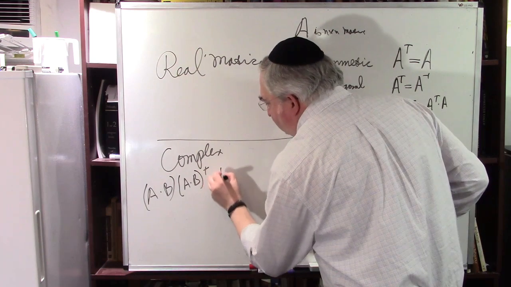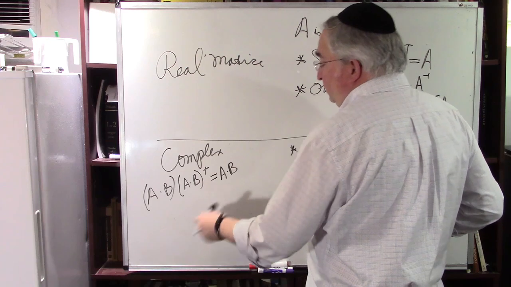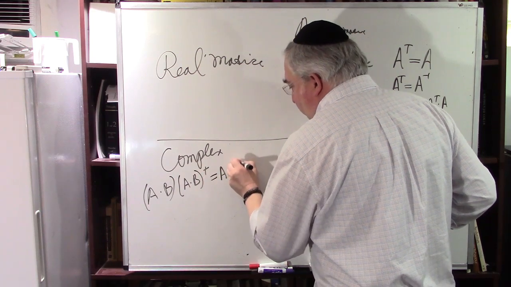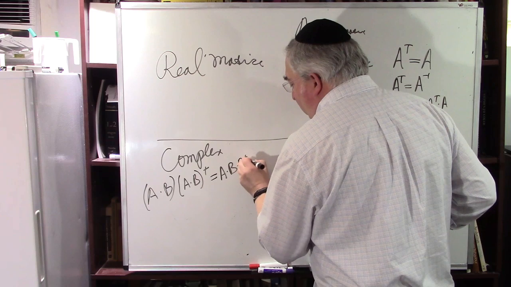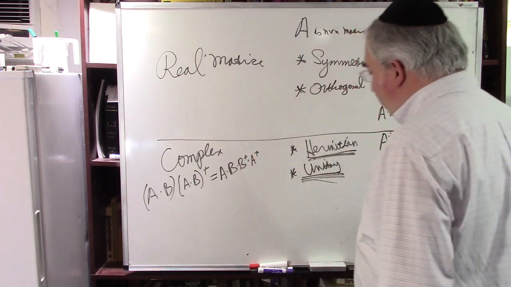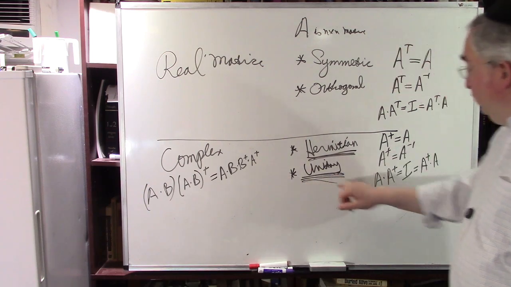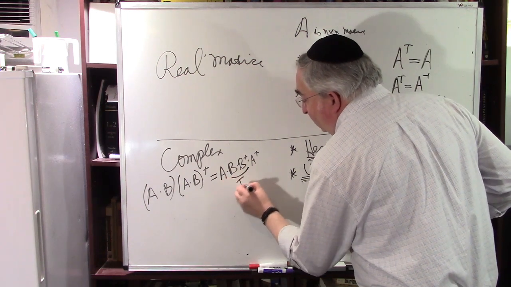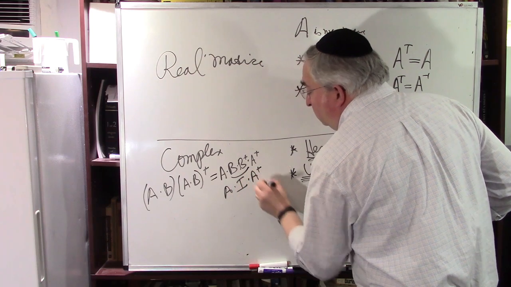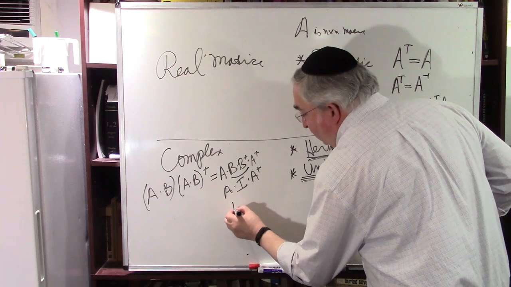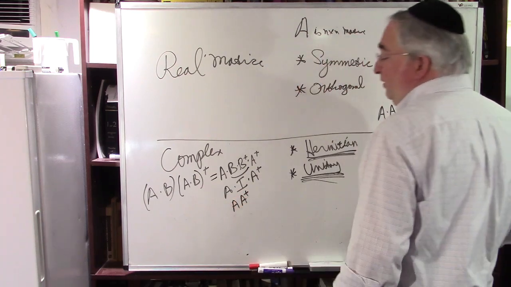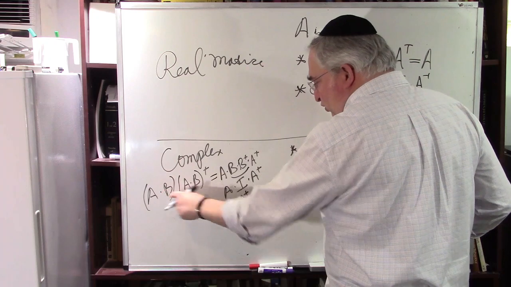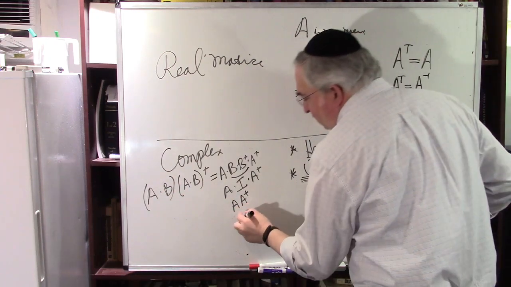Okay, so let's see what we get. Then we get A times B. Matrix multiplication is associative, so let's leave out parentheses. A times B dagger is equal to B dagger times A dagger. Now we assumed that B is unitary. What does that mean? That B times B inverse is equal to the identity. So this whole thing becomes the identity. Multiplying by the identity doesn't change anything, so we get A times A dagger. We assumed A is unitary, so this is equal to the identity.